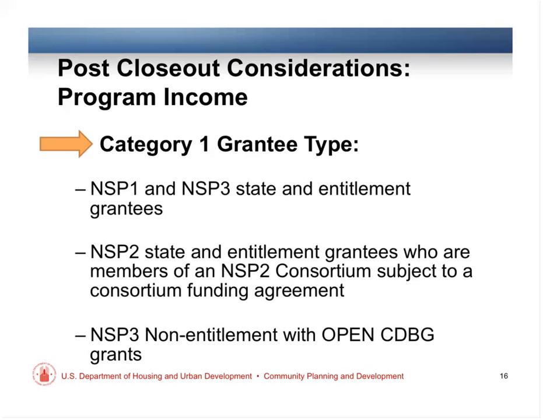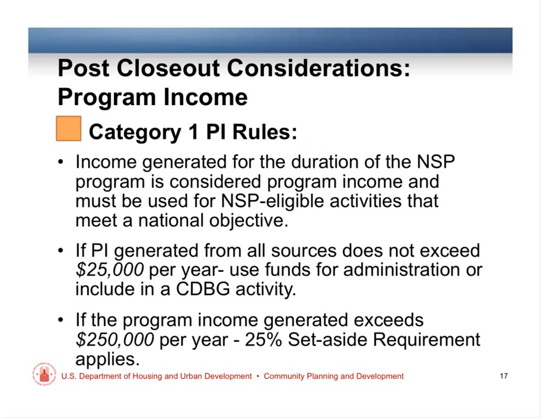There are essentially 2 categories of grantees when we're talking about post-closeout program income considerations. We'll call this one Category 1. So in Category 1, we've got NSP1 and NSP3 state and entitlement grantees, also NSP2 state and entitlement grantees who are members of an NSP2 consortium subject to a consortium funding agreement, and also NSP3 non-entitlements with open CDBG grants. So if you're one of these 4 types of grantees, then you will be subject to the following program income rules. The income generated for the duration of the NSP program is considered program income and must be used for NSP eligible activities that meet a national objective. So that's true before closeout and after closeout.